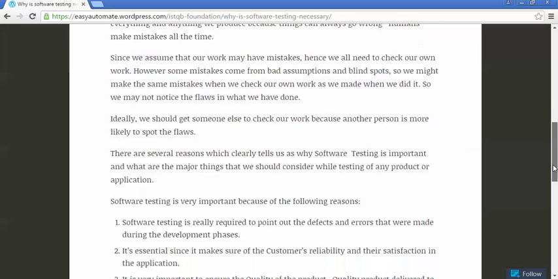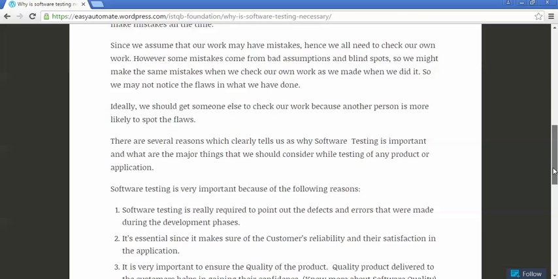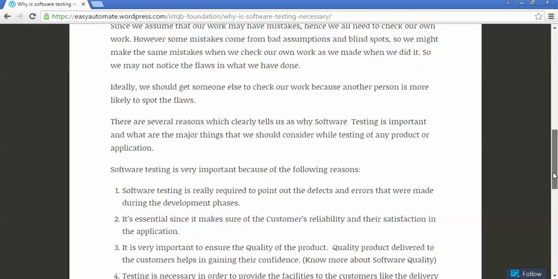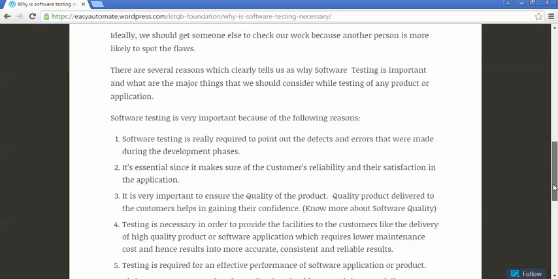There are several reasons which clearly tell us why software testing is important and what are the major things we should consider while testing any product or application. So, why is it important? There are several reasons given. The first is that software testing is really required to point out the defects and errors that were made during the development phases. This is the basics, and it is essential since it makes sure of customers' reliability and their satisfaction in the application.